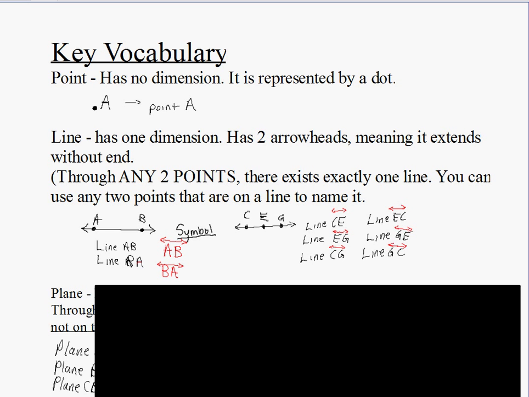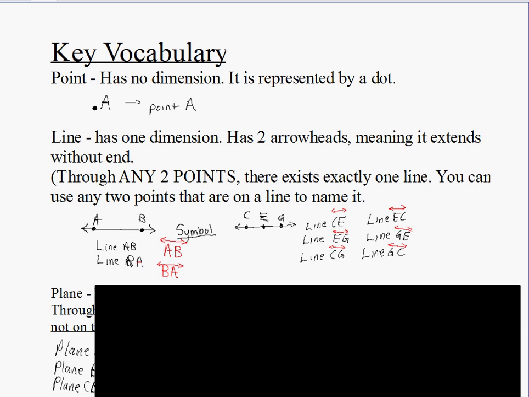Say, for example, I have a line with 3 points. Once again, I only need 2 to name it. So line CE, EC, EG, GE, CG, GC. There's 6 possibilities to name this line because I only need 2 points.